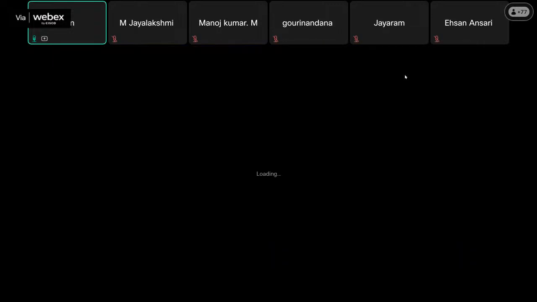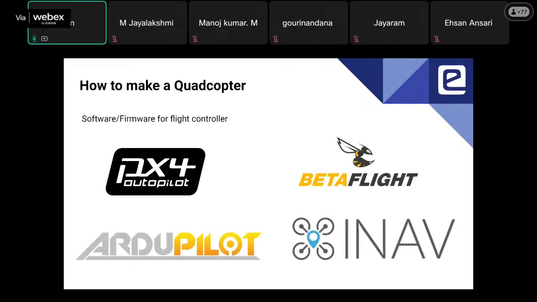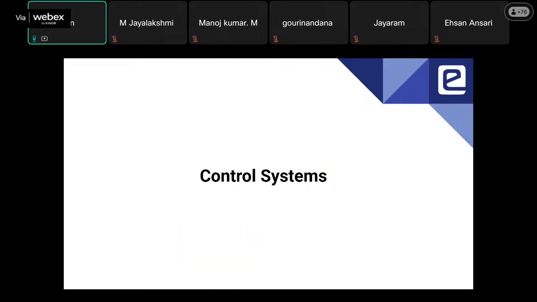So that was all about how to make your own quadcopters. Now we turn to the next part, which is the control system, or what is actually happening, and how we can control a drone actually. So let's move into that.